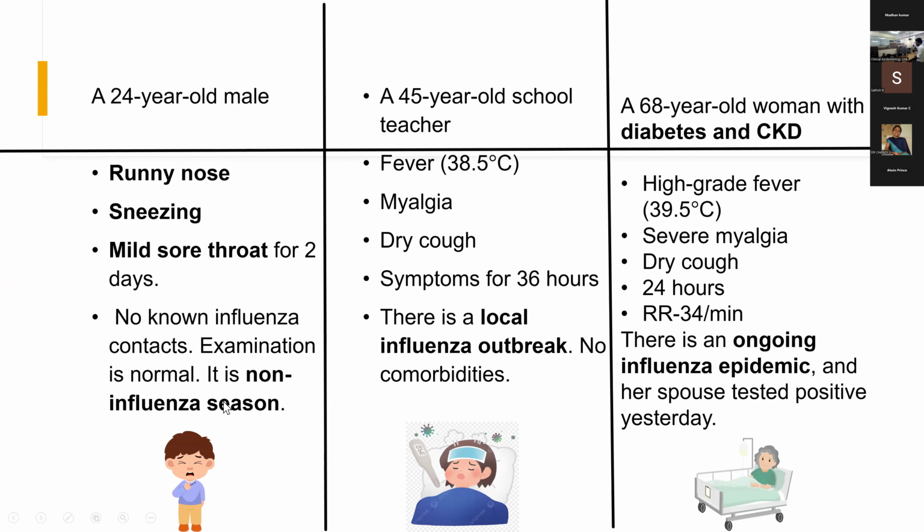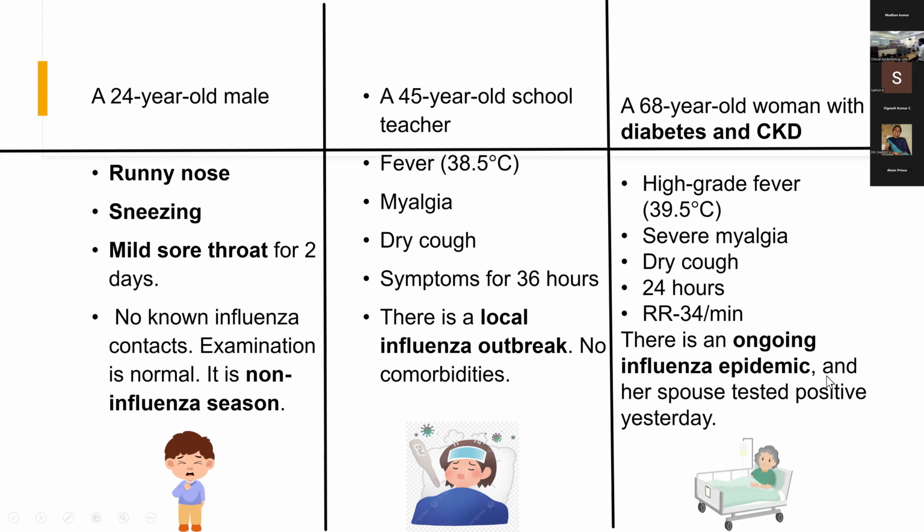Examination is normal, and this is a non-influenza season. The second scenario is a 45-year-old school teacher who has come with fever, myalgia, dry cough for the last 36 hours, and there's also an ongoing local influenza outbreak. Otherwise, the patient has normal systemic examination.